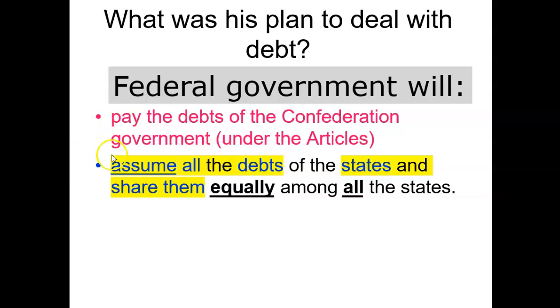Under Hamilton's plan, he wanted to assume all of the debts of all of the states and share them equally among all states. That means everybody gets 1/13 of the debt of states, which obviously is not going to make many people happy in the states where they had already paid a large portion of their debt off. So I want to just stop right there, because that's all I need everyone to do, is to catch up to that point of where we are.